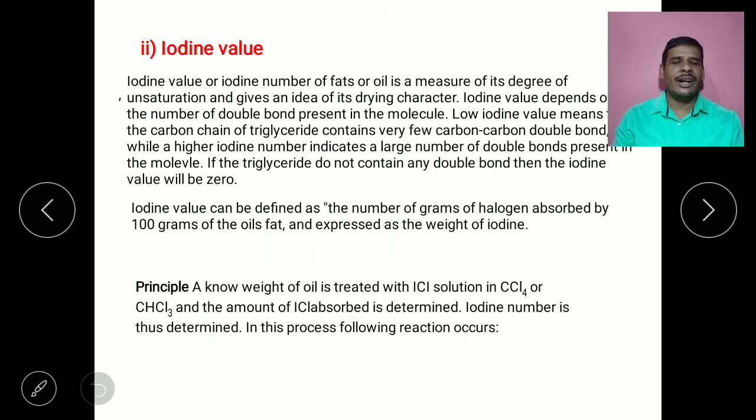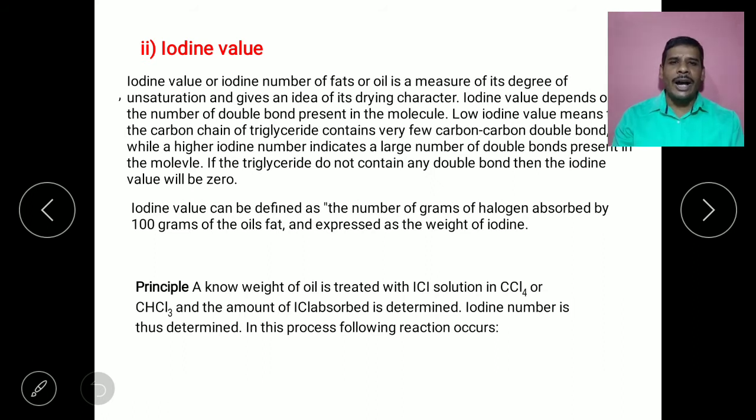We already know that oils are nothing but triglycerides of unsaturated fatty acids. If we use the word unsaturated fatty acid, it means oils definitely contain a number of carbon-carbon double bonds in the molecules. How many carbon double bonds are present in a particular oil or fat can be measured.